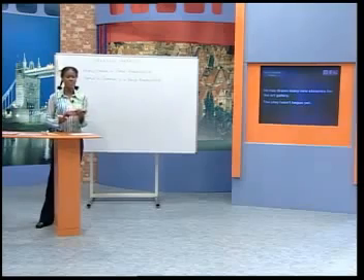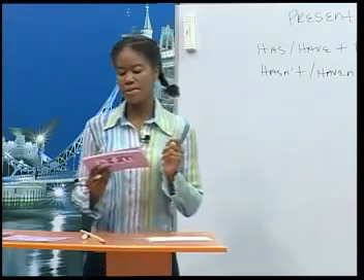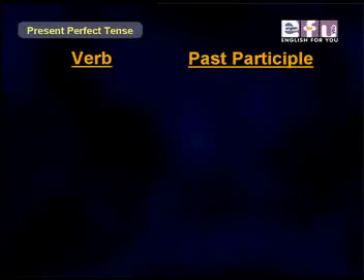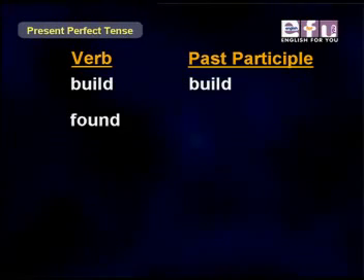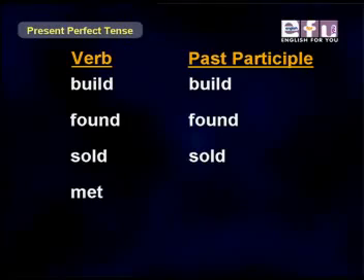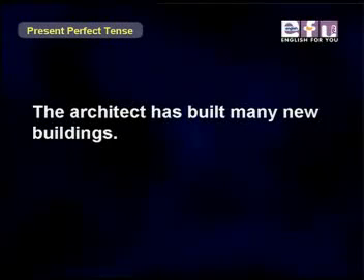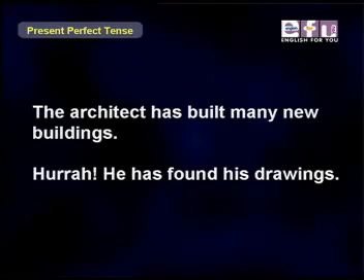Now, some present perfect verb forms are the same as the past form. For example, built and built. Found, found. Sold, sold. Met and met. Here are some examples. The architect has built many new buildings. Hooray! He has found his drawings.